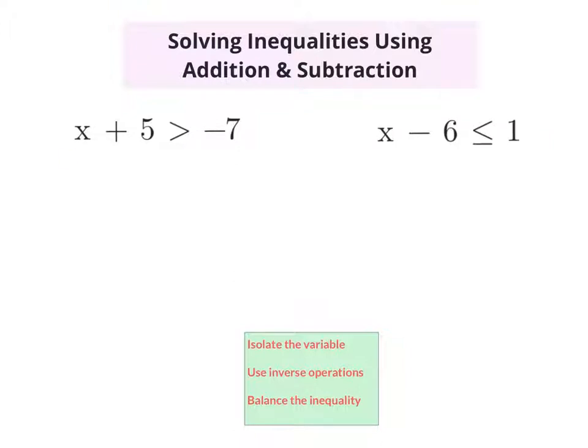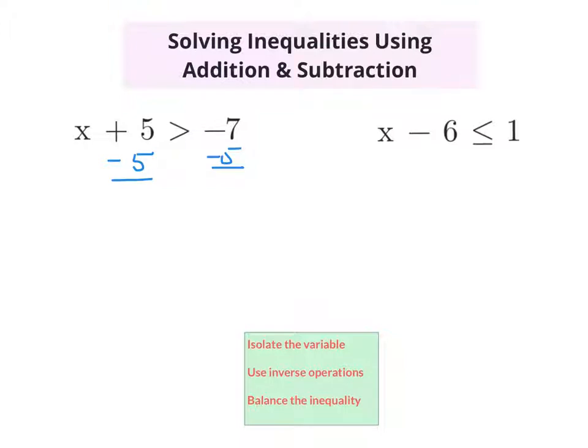Looking at my first example, I have x plus 5 is greater than negative 7. I need to isolate my variable x, and I look at the operation that's going on the side of the equation with the variable, which is addition. We undo addition with subtraction, so I'm going to subtract 5 from both sides of the inequality.